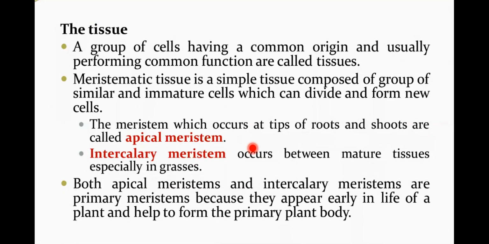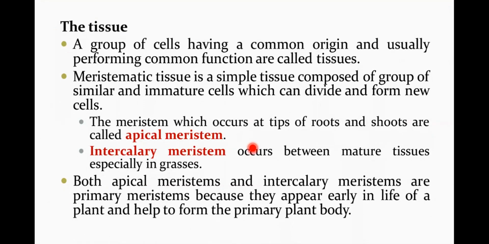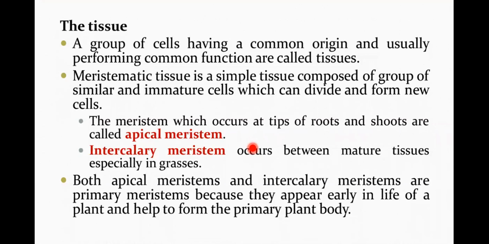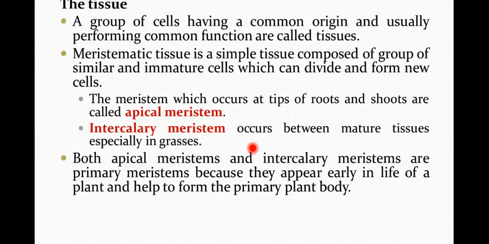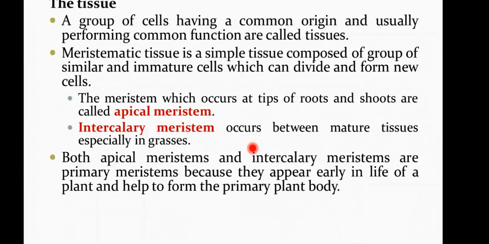Okay, so what is apical meristem? The meristem which occurs at the tips of roots and shoots is called apical. The meristem which occurs between the mature tissues, especially in grasses, is called intercalary meristem. They occur in grasses, as I said, and they are responsible to regenerate parts which are removed by the grazing or herbivores or the browsing animals.